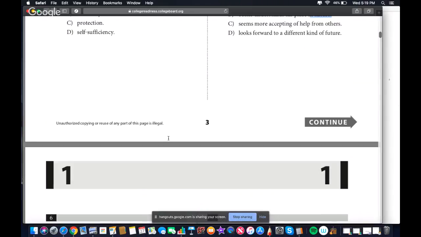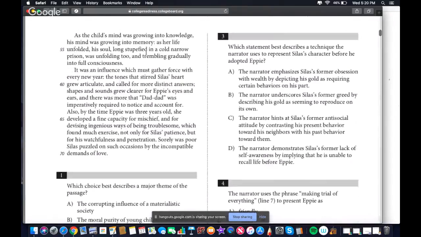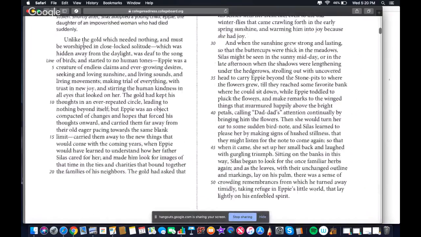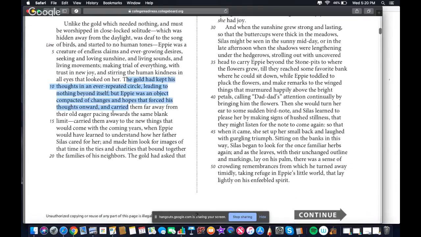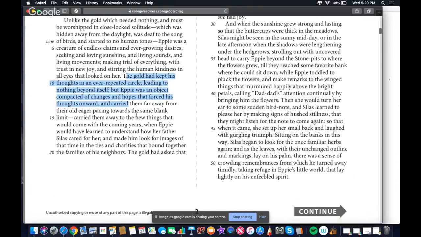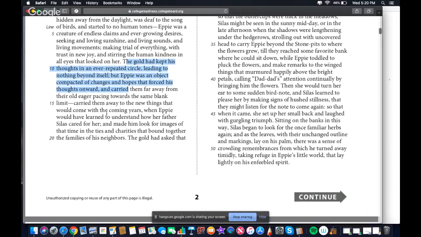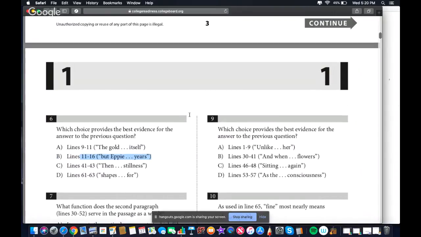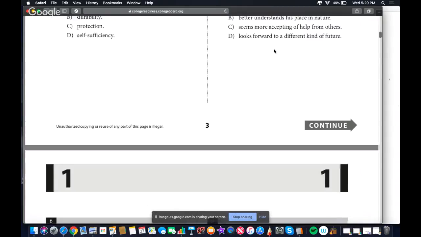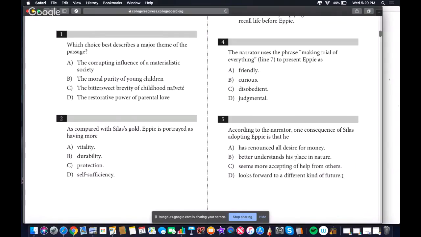Let's see if we can find the lines that match what ends up being the right answer. Lines 9 through 16. Yeah, I think this is it. It says that the object forced his thoughts onward and carried them far away from their old eager pacing, carrying them away to new things that would come with the coming years. So it was 11 through 16 that ends up being the right answer. Those lines literally say he's looking forward to a future, and it's a different kind of future.